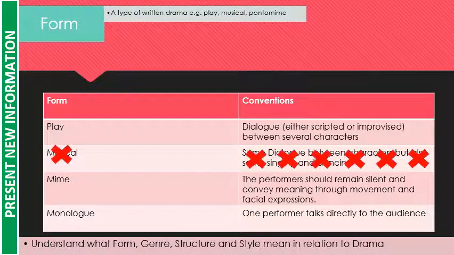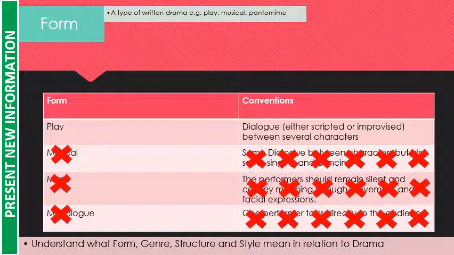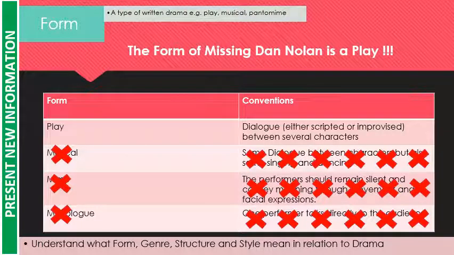So it's not a musical, it doesn't have singing, it doesn't have dancing. It's not completely silent, and it's not only one performer. So the form of Missing Dan Nolan is a play. It has dialogue which is scripted and it is between several characters. Now within there might be some mime. There also are some monologues where one character is talking, but it is mostly dialogue between several characters.